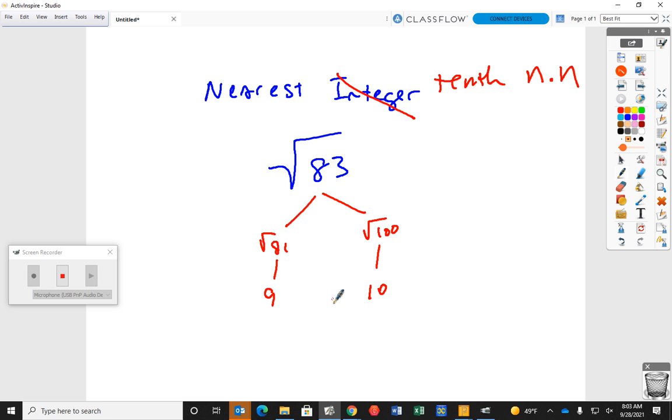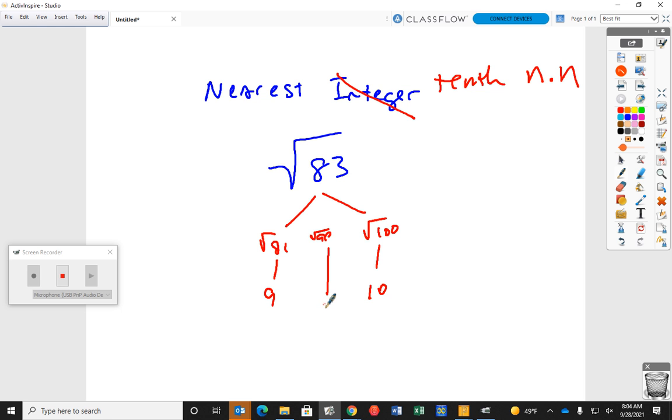9.5. No, not between 9 and 10, between these perfect squares. What would that be? If it was about 90, probably, right? 90 would be 9 away from this one and 10 away from this. That's pretty close, right? So if it was the square root of 90, and I was estimating, what would that be as an estimate rounded to the nearest tenth?